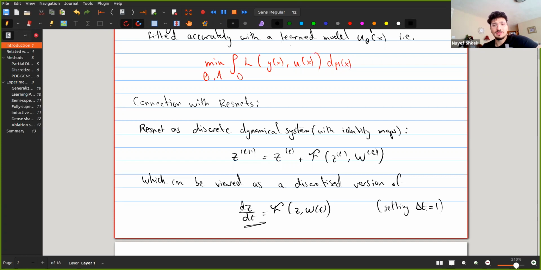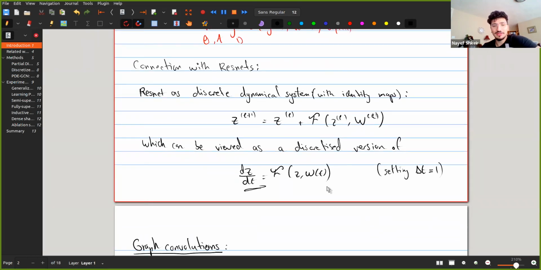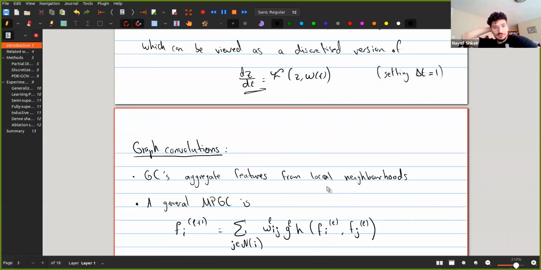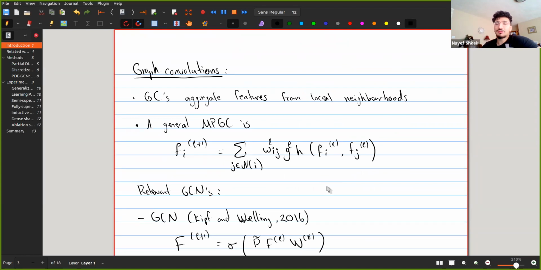So that's the main idea why you'd want to look at these networks in a continuous setting, is that they're closely related to each other, and you have a lot of theory for dynamical systems that you can use. Okay, so the main type of neural network that this paper tries to compare against are graph networks.